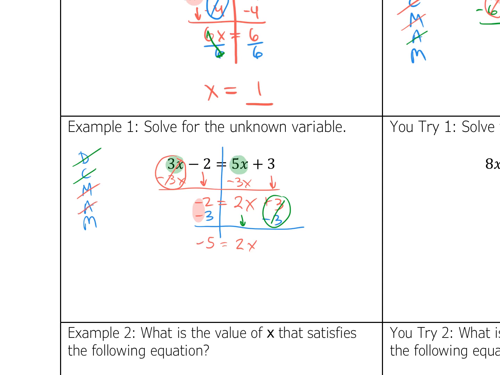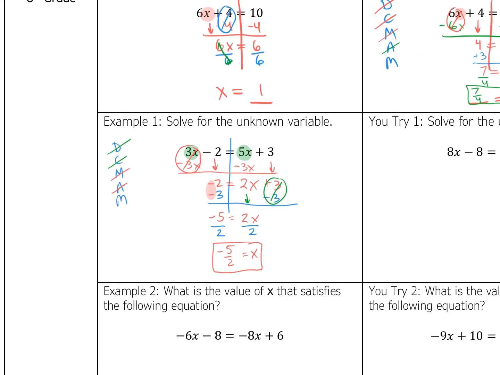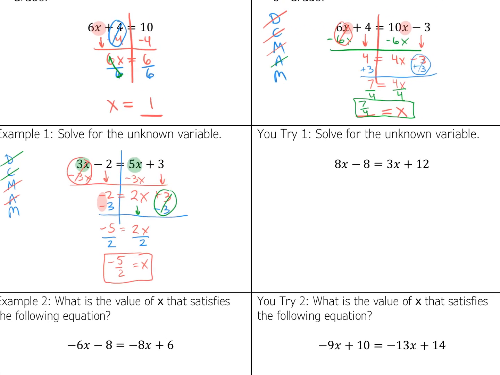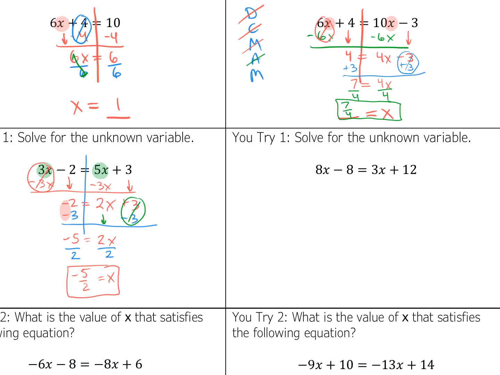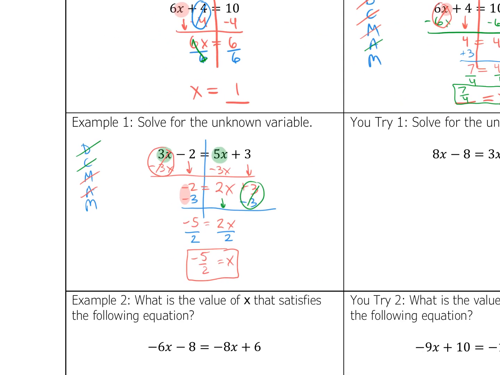And then lastly, can I multiply or divide? Well, if I look at this, I have 2 times x, so the inverse will be to divide by 2 on both sides. And so lastly, I have x equals negative 5 over 2. I cannot simplify that fraction. It's already in simplest form. I am done. Go ahead, try number 1. Make sure that you type in your answer correctly into the Google form, and then move on.